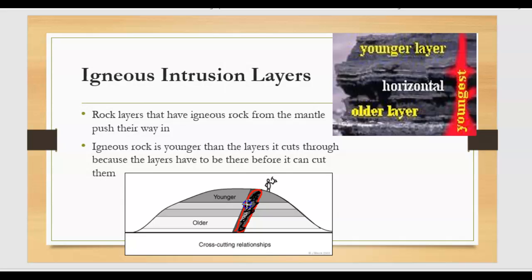And igneous rock is designated by having this vertical alignment. And the rule is that igneous rock is always younger than the layers it cut through. Okay, even a little bit. If it cuts through that rock layer, it's going to be younger. So let's look at some of the questions that are going to exemplify this.